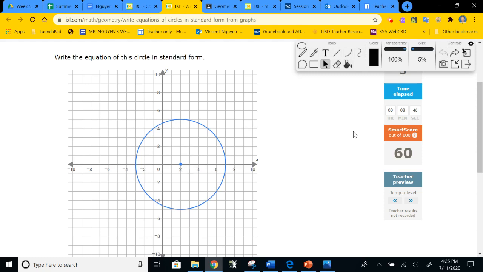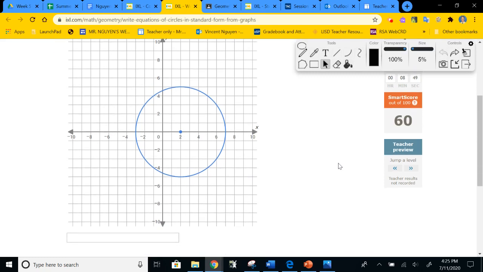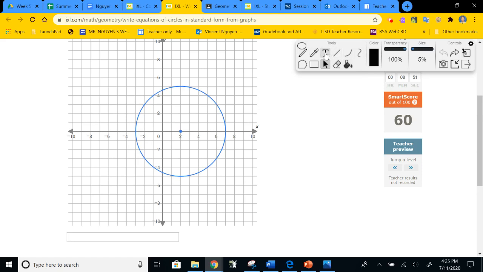Clear that, clear that. Okay, let's take a look at this one. It's starting to repeat, so let's see what we are at. We are also at 2 comma 0 again, and the radius this time is different, so we go from 2 to 7. That's 5 units. Okay, so r is equal to 5.